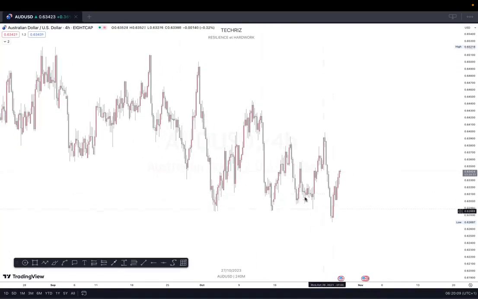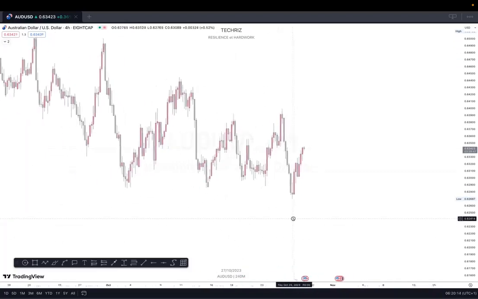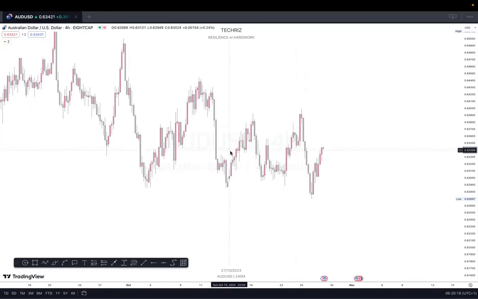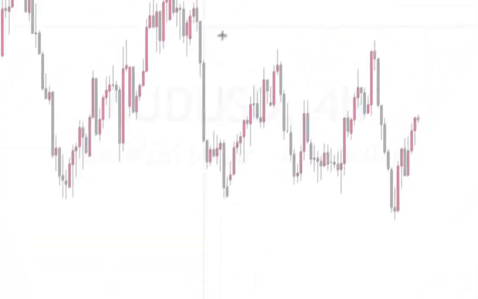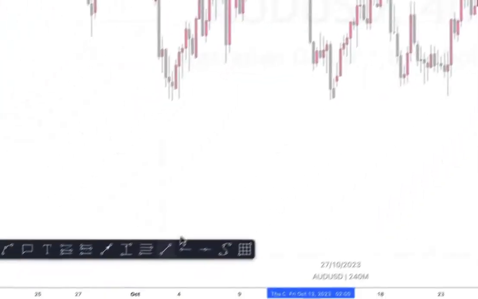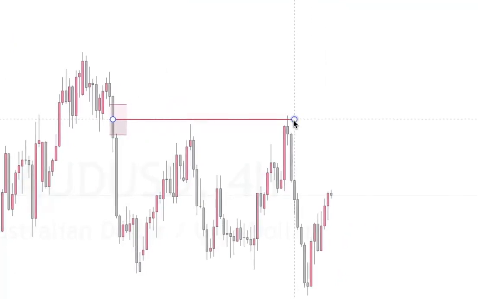So we can have something here on AUD USD, a very clean example. This is on the 4-hour time frame. We have our FVG here, and the consequent encroachment, which is this middle line. I think that was where price reacted from. Price reacted from the consequent encroachment.